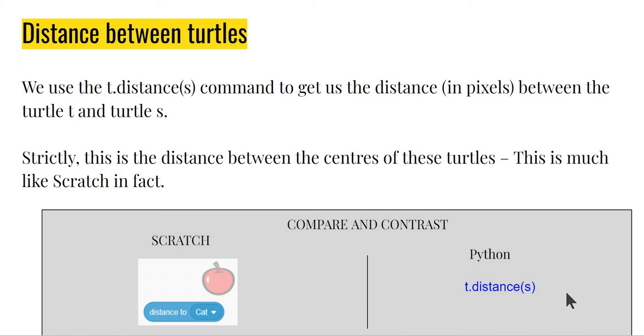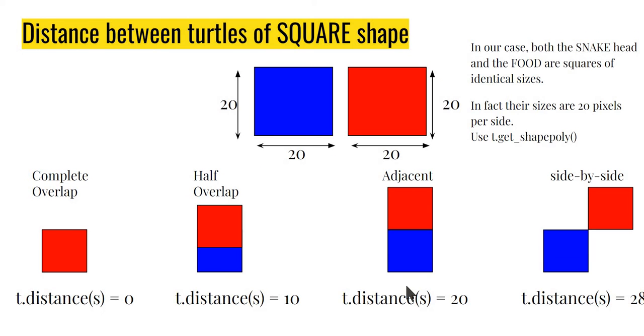Now, in our case, remember, we are converting our snake head as well as the foods to squares. And it turns out that when I do that, both of them are squares with 20 pixel height and 20 pixel width, let's say. So 20 pixels on each side. How do I know this? Well, I'll demonstrate this to you later. I used a method called t.getShapePoly, which gives me the vertices of these squares.